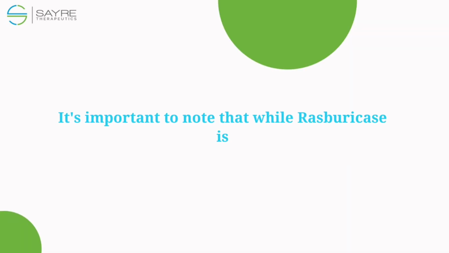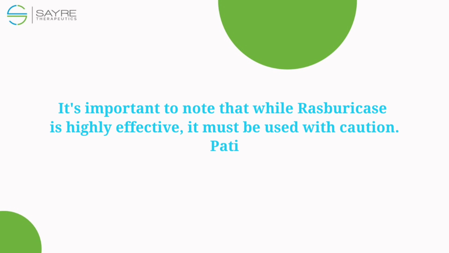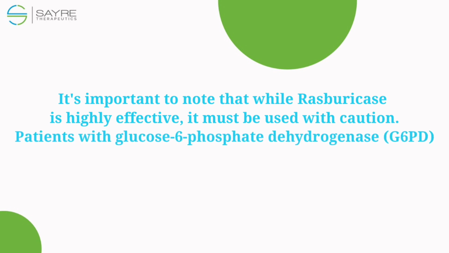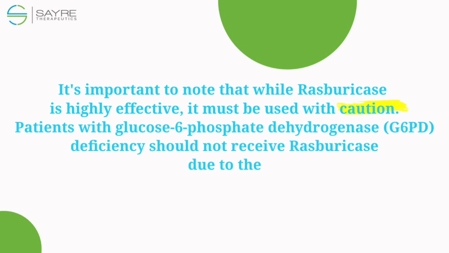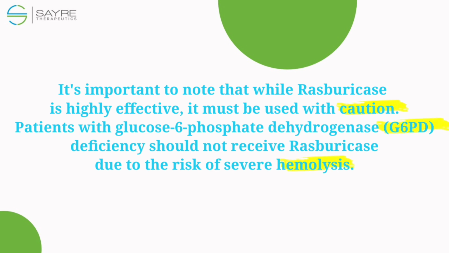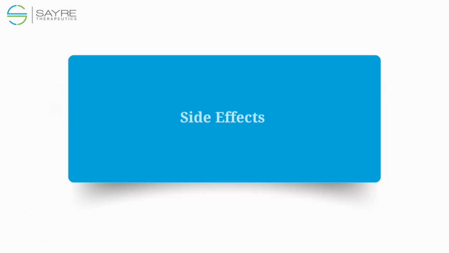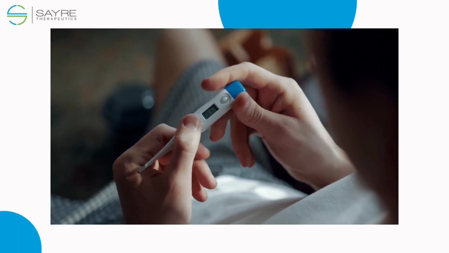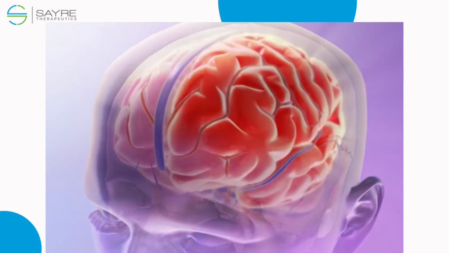It's important to note that while Rasburicase is highly effective, it must be used with caution. Patients with glucose-6-phosphate dehydrogenase (G6PD) deficiency should not receive Rasburicase due to the risk of severe hemolysis. Like all medications, Rasburicase can cause side effects, though not everyone will experience them. Common side effects include fever, headache, and nausea.